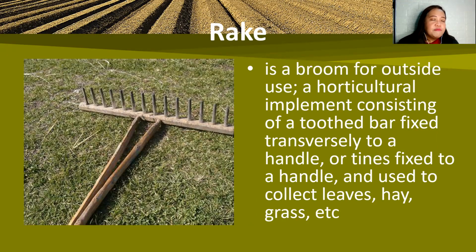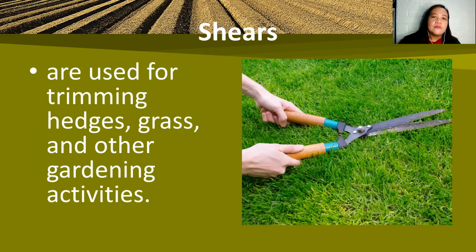Rake is very popular among us. Rake is a broom for outside use, a horticultural implement consisting of a toothed bar fixed transversely to a handle or tines fixed to a handle, used to collect leaves, hay, grass, and more. Next, we have the shears. Shears are used for trimming hedges, grass, and other gardening activities.